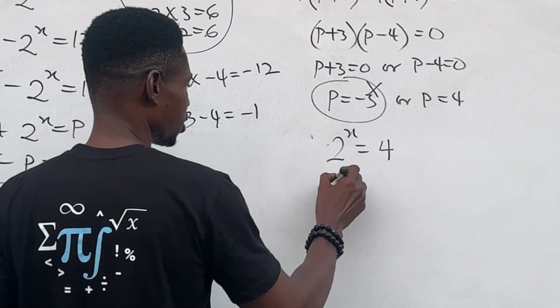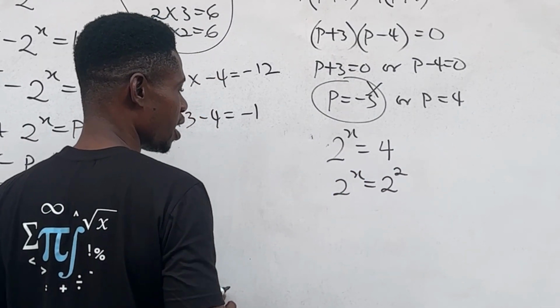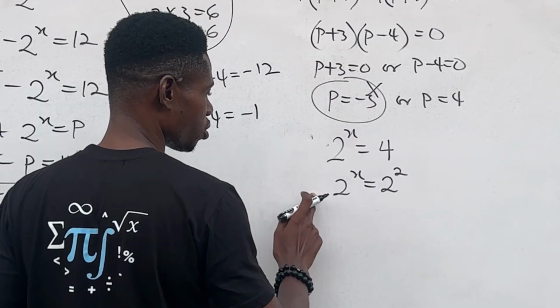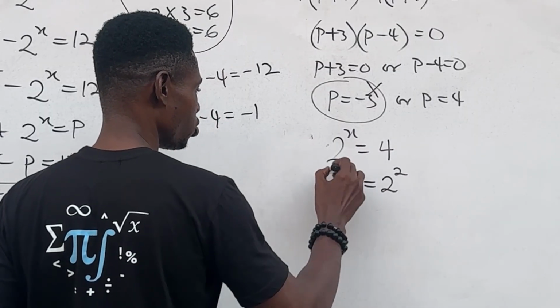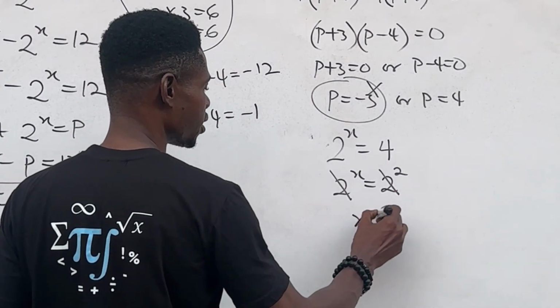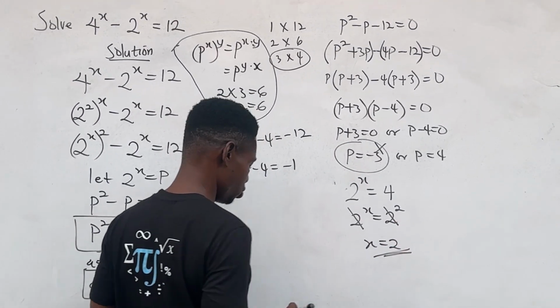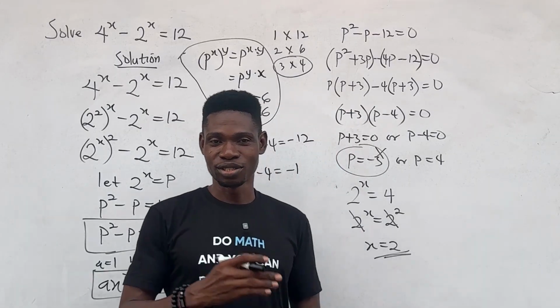Okay? So 2 raised to the power x equals 4, which is 2 raised to the power 2, right? Now remember our rule of exponential equations. If the bases are equal, the powers have to be equal. So we equate the powers. So our x is equal to 2. Okay, so our answer is 2.